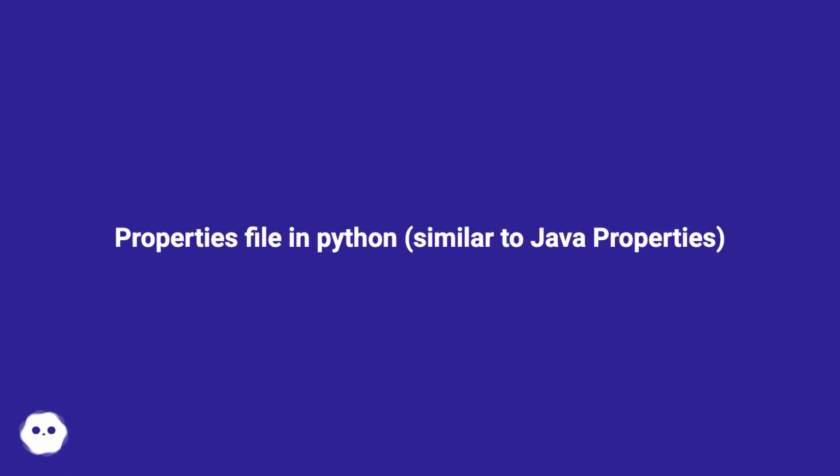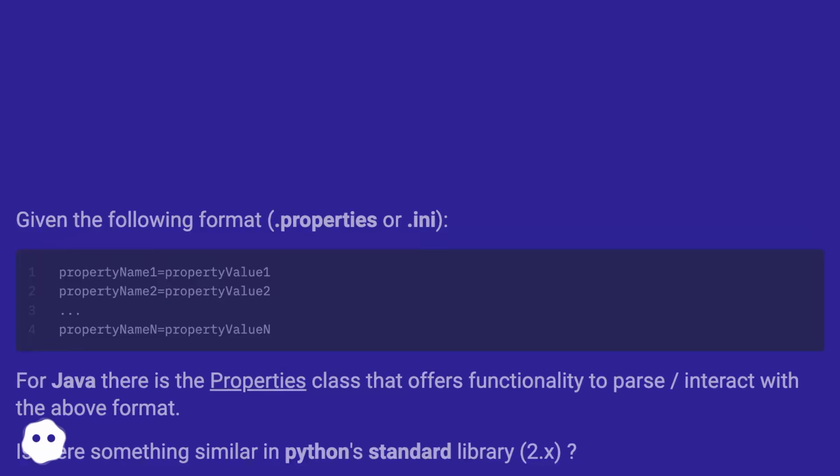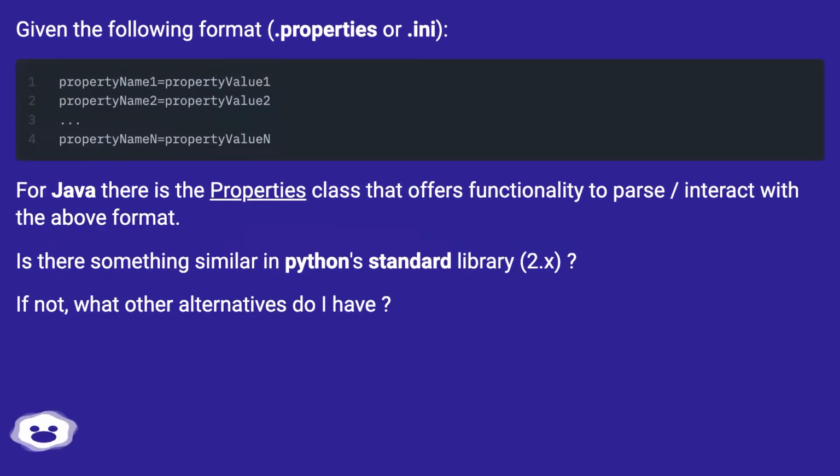Properties file in Python, similar to Java properties. Given the following format, .properties or .ini. For Java, there is the properties class that offers functionality to parse/interact with the above format. Is there something similar in Python's standard library, 2.x? If not, what other alternatives do I have?